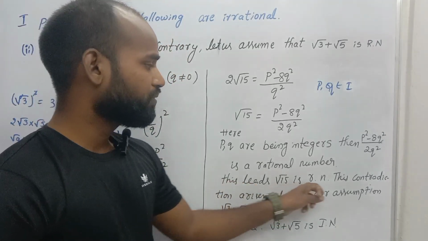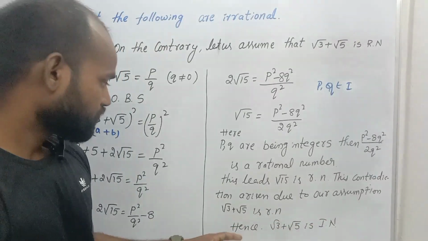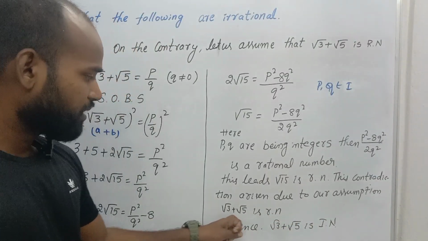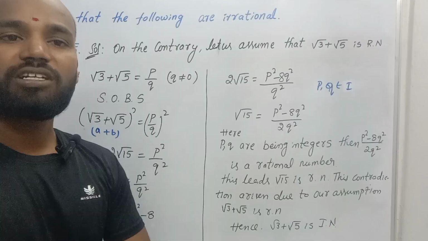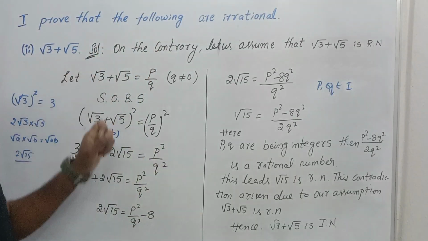So this leads to root 15 is a rational number. This contradiction arises due to our wrong assumption. So root 3 plus root 5 is an irrational number. Hence root 3 plus root 5 is an irrational number. This is all about your second question.